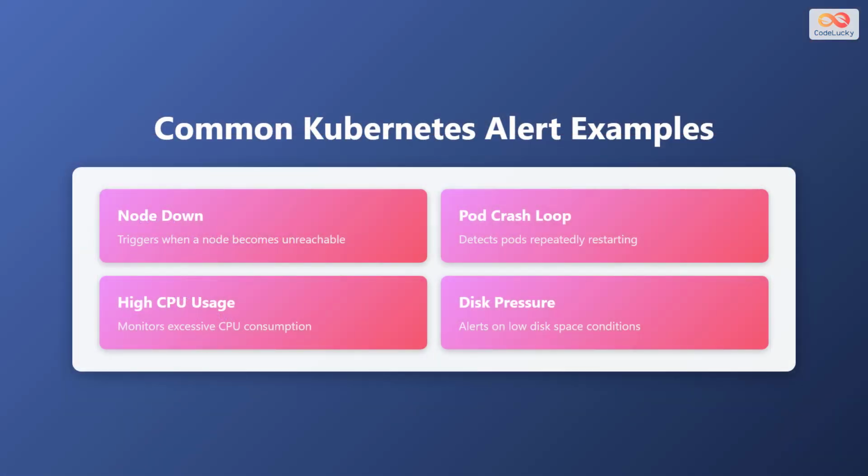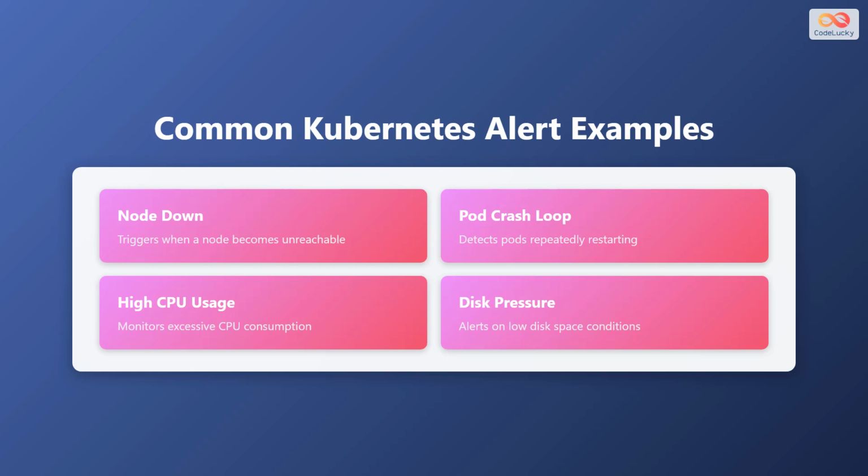Let's explore some common alerts you should set up for Kubernetes monitoring. The node down alert triggers when a node becomes unreachable, indicating a potential hardware failure or network issue. Pod crash loop detects pods that are repeatedly restarting, which usually signals application configuration problems or resource constraints. High CPU usage monitors when containers or nodes consume excessive CPU, helping you identify performance bottlenecks before they impact users.